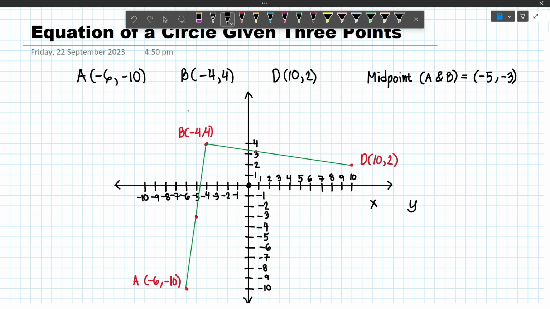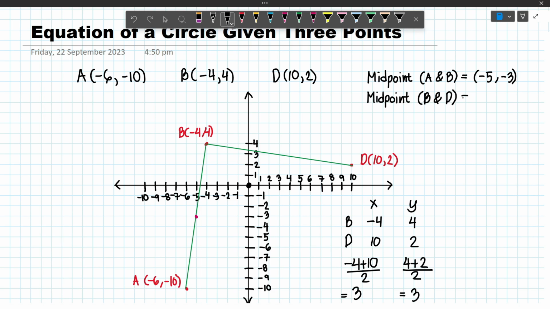Now, let's get the midpoint of point B and point D. So for B, our x is -4 and our y is 4. For D, our x is 10 and our y is 2. Now, taking the average of our x values, it would become -4 plus 10 divided by 2 is 3. Taking the average of our y values, we will have 4 plus 2 divided by 2 would give us 3. So the midpoint of B and D will give us 3, 3, which is somewhere here.